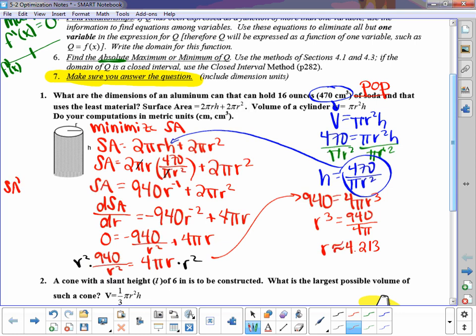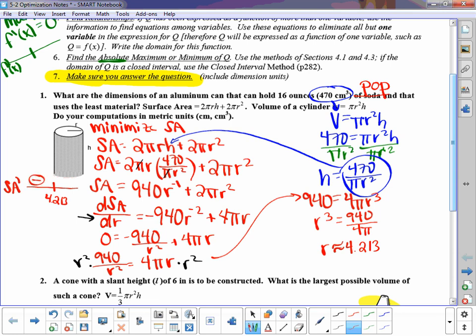And again, I'm testing it in my derivative, at 4.213. So I'm testing it into my derivative, in this equation here. And I'm just going to say, let's pick 1. If I take 1 and put it in, I get -940 plus 4 pi. I'm pretty sure the negative trumps there, so we get overall negative.